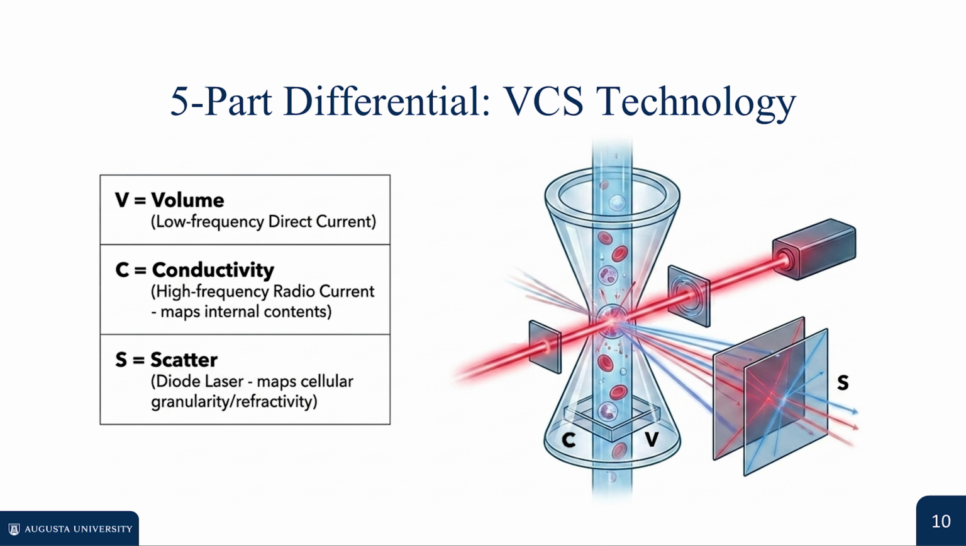Volume is measured using low-frequency direct current to establish accurate physical cell displacement. Conductivity applies high-frequency radio current that penetrates the cell membrane to probe internal nuclear size, lobularity, and cytoplasmic chemical density, while multi-angle laser light scatter measures external surface structure, granularity, and internal refractivity.